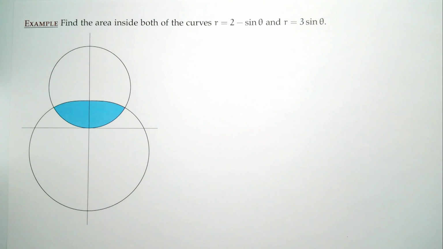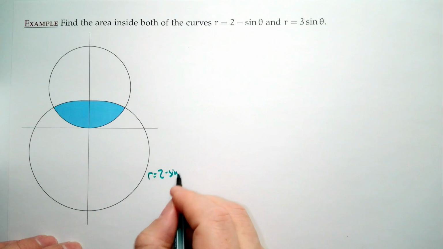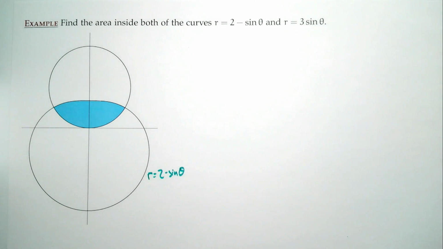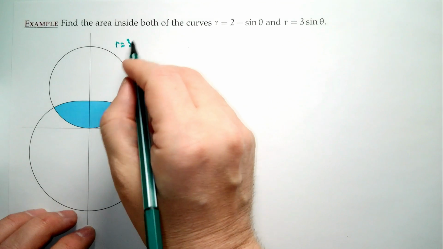So if I look at the graph of 2 minus sine theta, can it ever hit the origin? No, because 2 minus sine theta always stays a little bit away. The closest it ever approaches is 1. The bottom one never approaches the origin, so this curve here is 2 minus sine theta. Can 3 sine theta get close to the origin? Yes, in fact it starts at the origin, because if you put in theta equals 0, it starts there. So this is the top curve, r equals 3 sine theta.